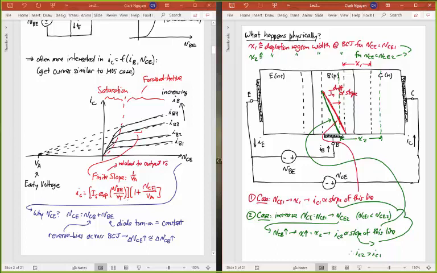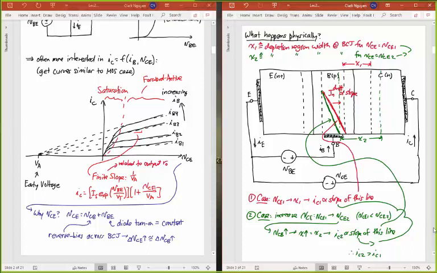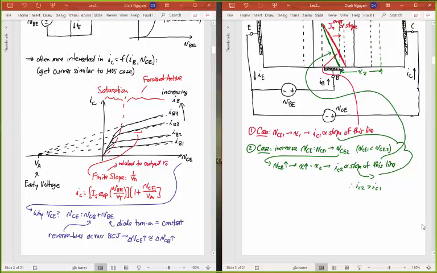Okay, so to summarize this, I just told you physically why this is happening, but now let me summarize what does happen in equation form. Because I have this, I can now write that when VCE goes up, IC goes up due to a decrease in the XBC depletion width.